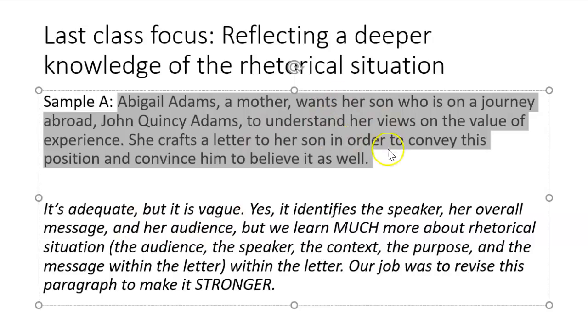So your job was to take this summary and to make it stronger. So yes, this identifies the speaker, Abigail Adams. We know that she's a mother. Her overall message, which is she's trying to communicate the value of experience, and her audience. We know a little bit about her son, John Quincy Adams. But our job was to revise this paragraph again to make it stronger.